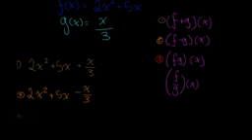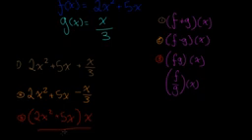Alright, so 3, multiplication, it's just 2x squared plus 5x times x over 3, which is just this quantity times x, everything divided by 3. And this turns out to be 2x cubed plus 5x squared over 3.